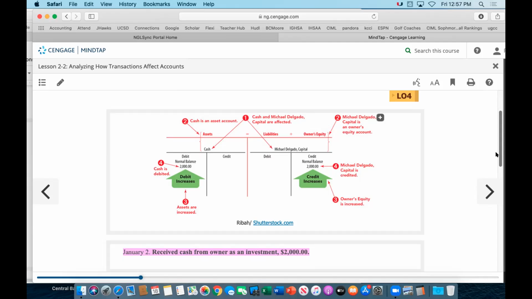Okay, so when it says receive cash from the owner's investment, I'm writing cash down first because that is debited. Cash is increased. Capital is increased. Why am I writing cash first? Because the debit will always be listed first. We're writing capital second because it could be anybody's capital. Michael Delgado, next time it's Sally Peterson, the next time it's whoever.